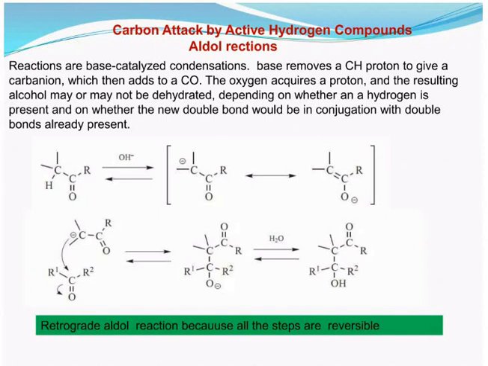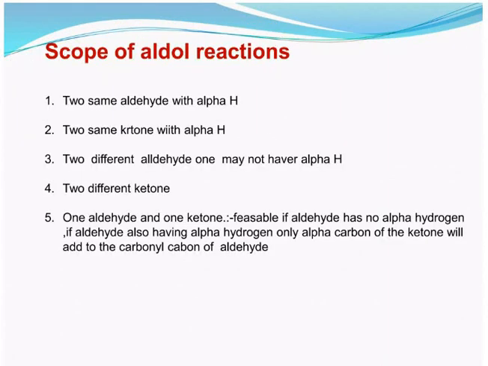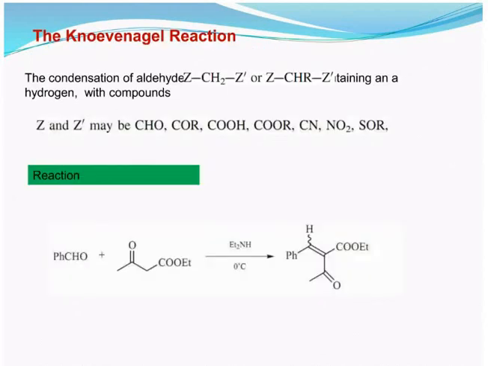Now carbon attack by active hydrogen compounds, aldol reactions. So, scope of the aldol reaction, you know the aldol reaction is also very important. Two same aldehydes with alpha hydrogen, two same ketones with alpha hydrogen, two different aldehydes where one may not have alpha hydrogen, two different ketones, one aldehyde and one ketone feasible if the aldehyde has no alpha hydrogen. If the aldehyde also has alpha hydrogen, only the alpha carbon of the ketone will add to the carbonyl carbon of the aldehyde.